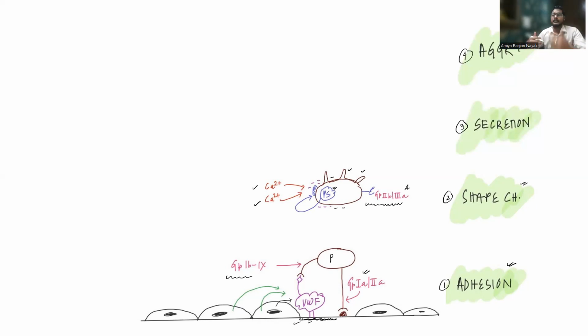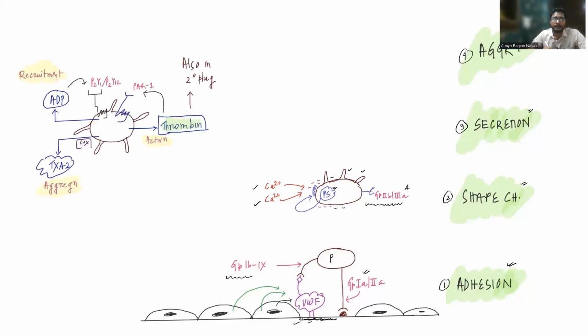Once the platelets are fully activated, they will secrete some of the granule contents. We'll discuss only the important granule contents that are worth discussing here. They will secrete thrombin, and they will secrete ADP. Now, what is the function of thrombin? Thrombin will go and bind to the PAR1 receptor, that is the platelet activating receptor.